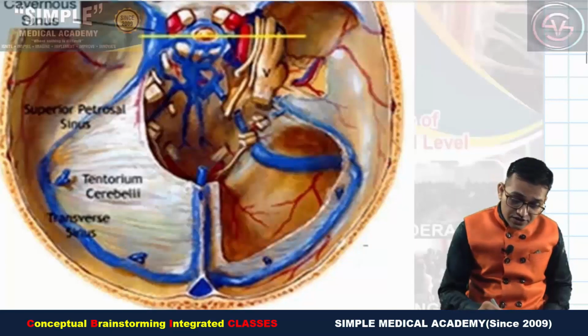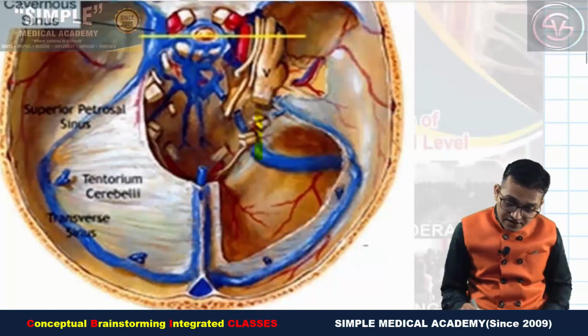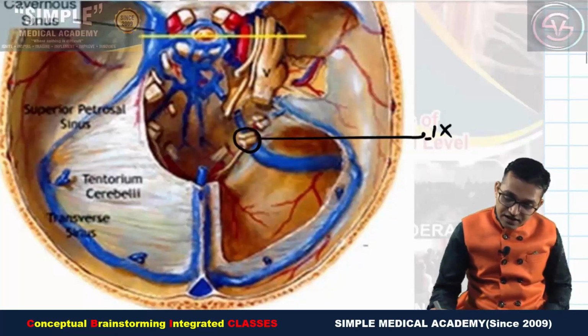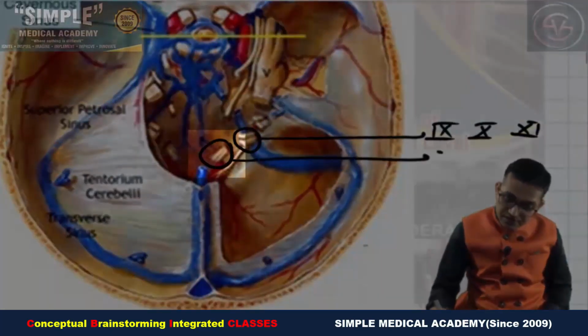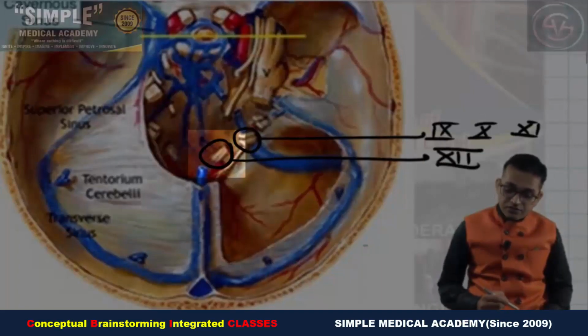Where is the 12th cranial nerve? Just behind this 9th, 10th, 11th. Yes, 9th, 10th, 11th cranial nerves are located at this part. Yes, here are the 9, 10 and 11. So can you see, just behind these cranial nerves is indicating the 12th cranial nerve.